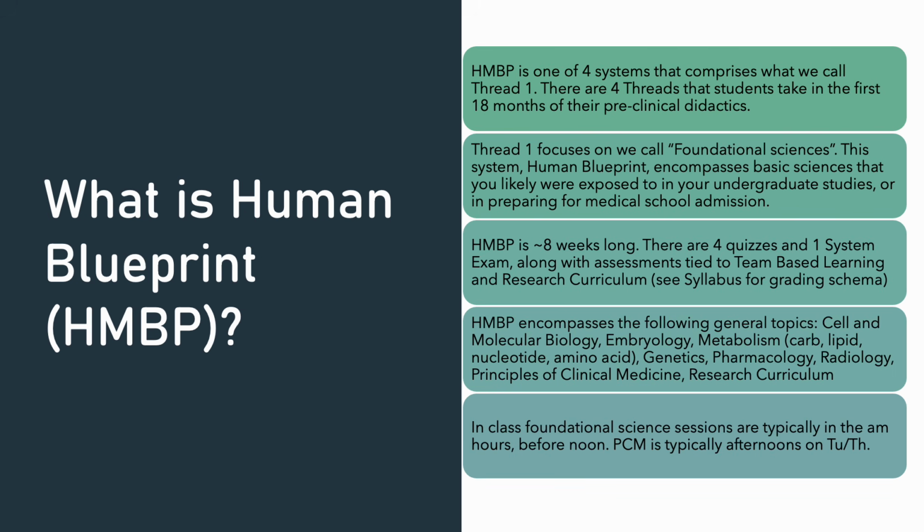And I'd like to just have your attention for a few minutes to give you the big picture of what this course is and where it fits into your curriculum. So, Human Blueprint is one of 4 systems, and it's going to make up what we call a thread. And thread 1, this thread, is one of 4 threads that you'll take across the first 18 months of your preclinical training. This thread 1 focuses on foundational sciences. Human Blueprint specifically covers the basic sciences that you were likely exposed to in your undergraduate studies or while you were preparing for medical school admission.